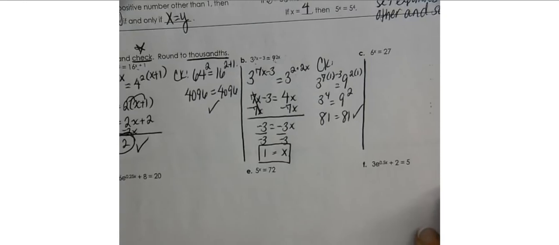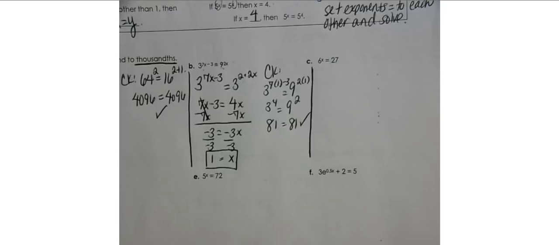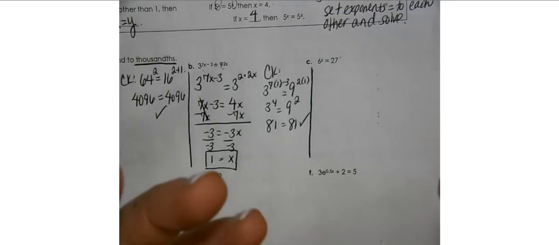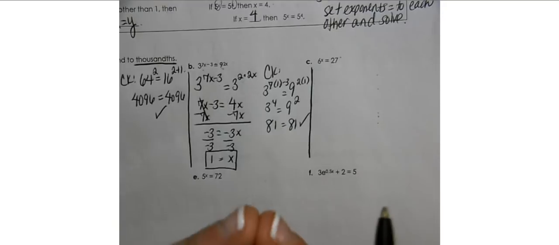So now I'm going to look at letter C. And letter C, we have 6 to the x is equal to 27. And unfortunately, 6 squared is 36, and 6 to the 3rd power is 216, and 27, it's 3 to the 3rd power, and we really can't adjust it in any way so that the bases are the same. So what do we do? Well, I want you guys to write this down.